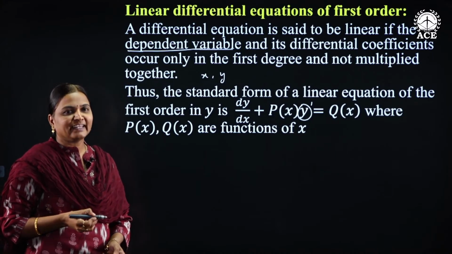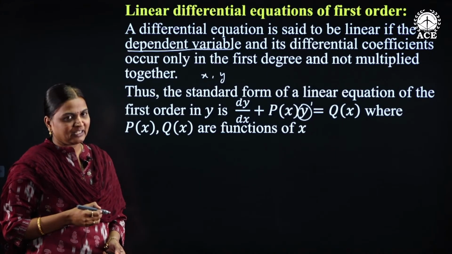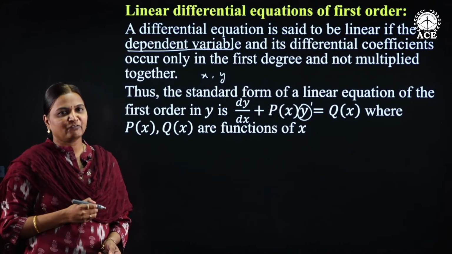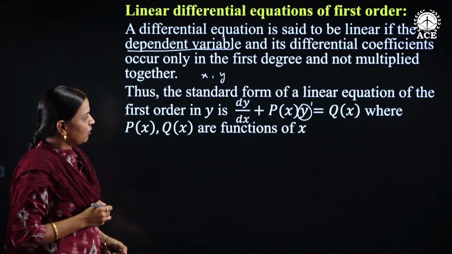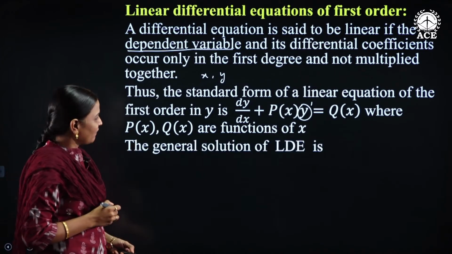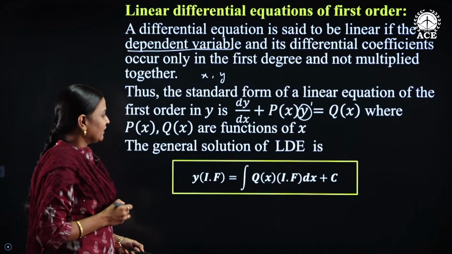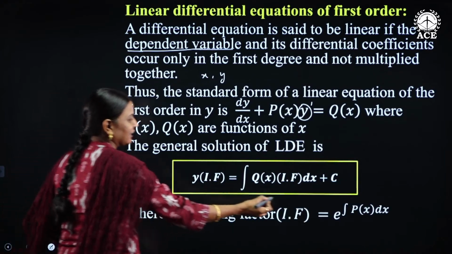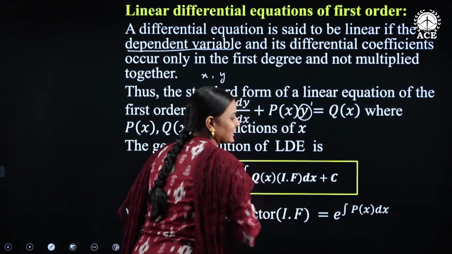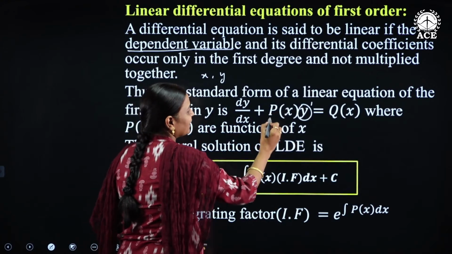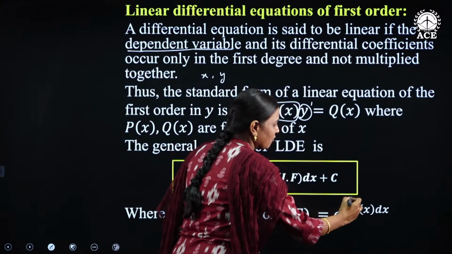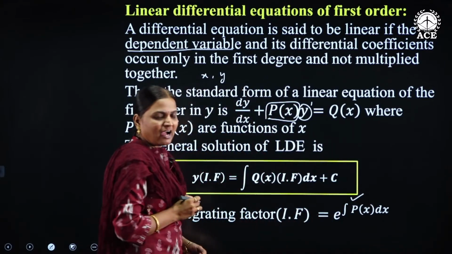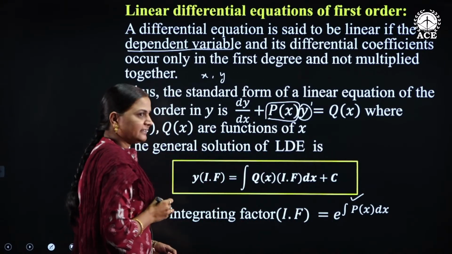After identifying the linear differential equation, next, how to solve it? Before writing the general solution, first we have to find the integrating factor. So what is the integrating factor? Integrating factor is e to the power integral p of x into dx. From the given differential equation, identify p of x, and using this formula find the integrating factor. After this, write the general solution.